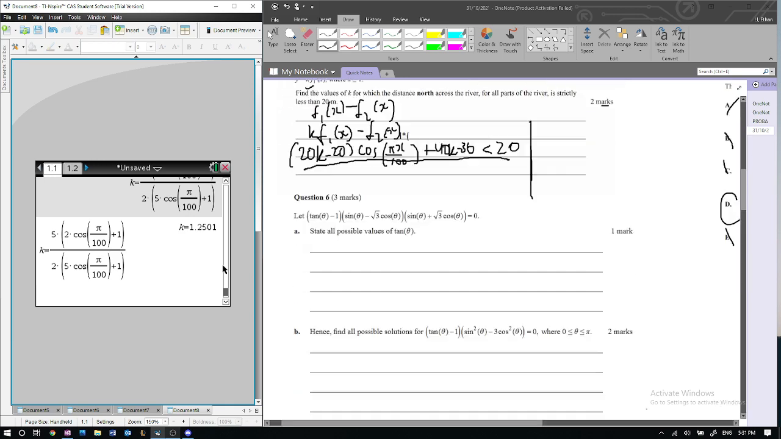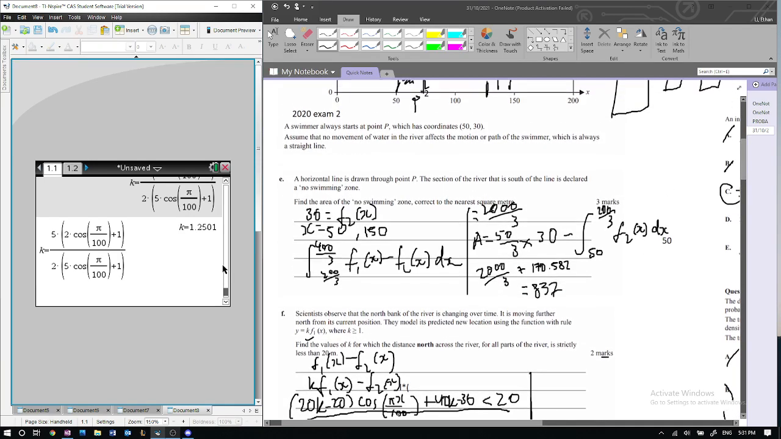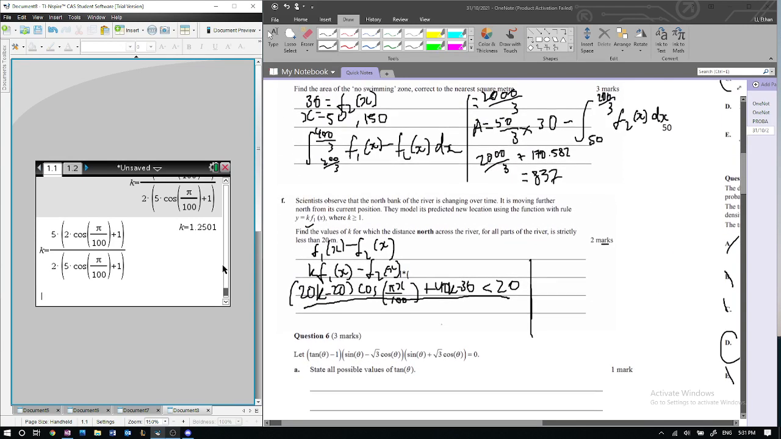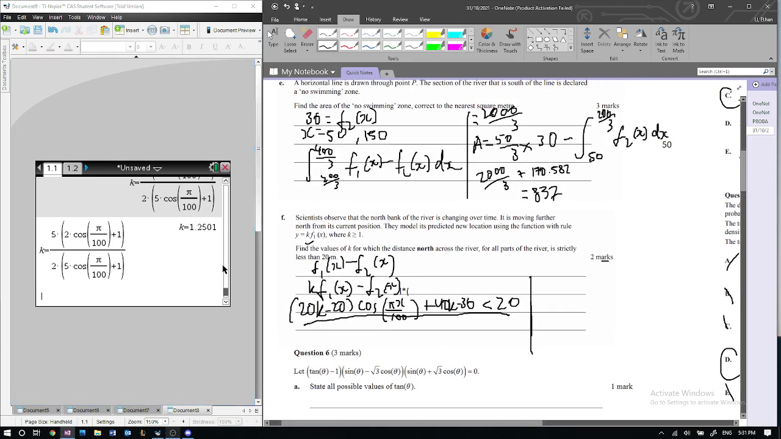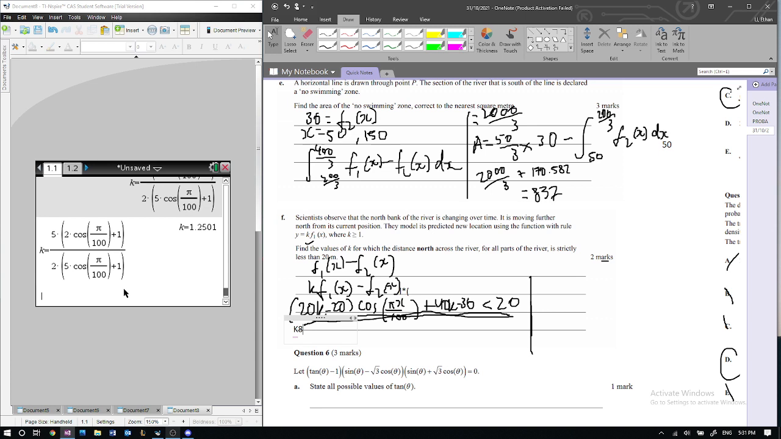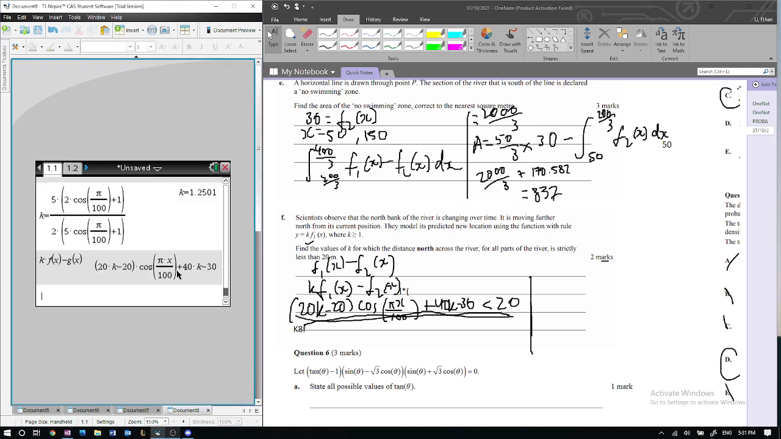Sorry guys. I did this question before and thought it was pretty easy, so I'm just going to redo it, but I seem to have forgotten how to do it. But this is your equation for the distance, and I hope you'll see how you're doing it. This is your equation for the distance, and then it's just saying, for what values of k will the distance be less than 20? Minus g of x. Yeah, you get that.